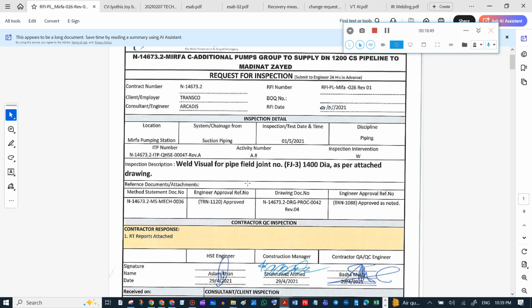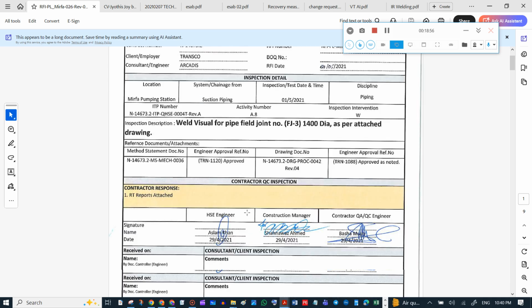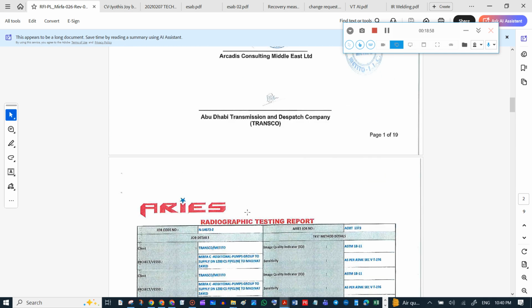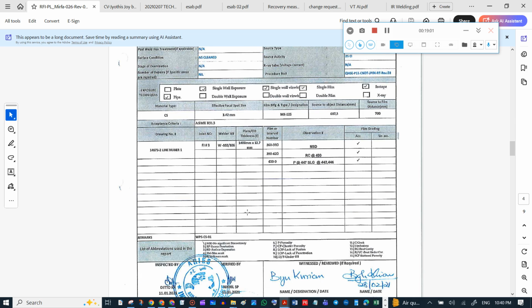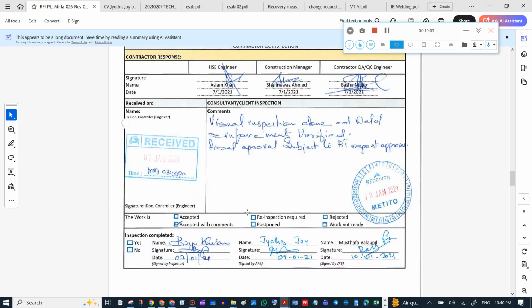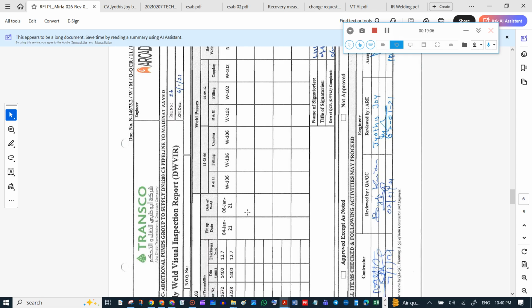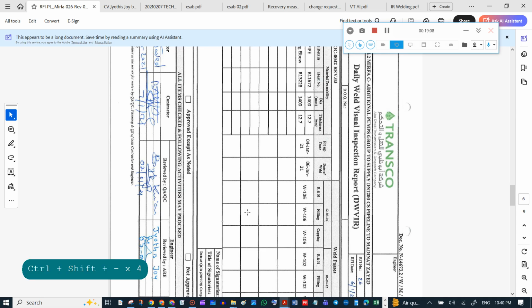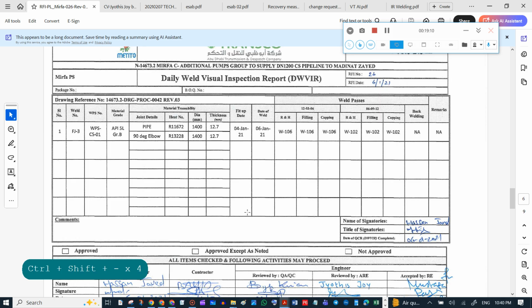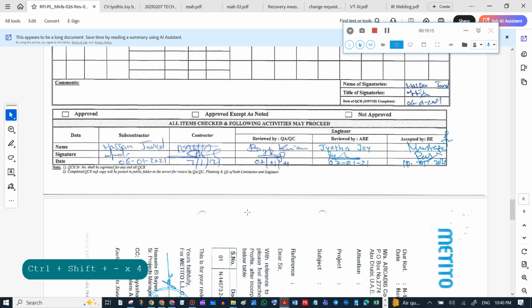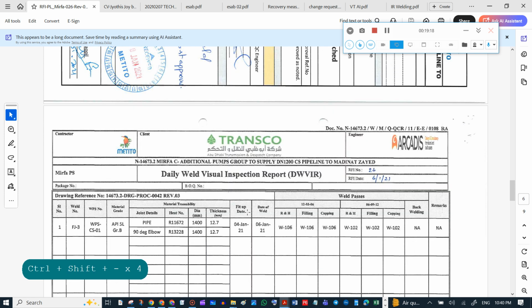Now we need to discuss ITP and the QCR form. Actually, this is the QCR form, the daily visual inspection report. Now we need to discuss ITP and what's the difference between ITP and the QCR form.